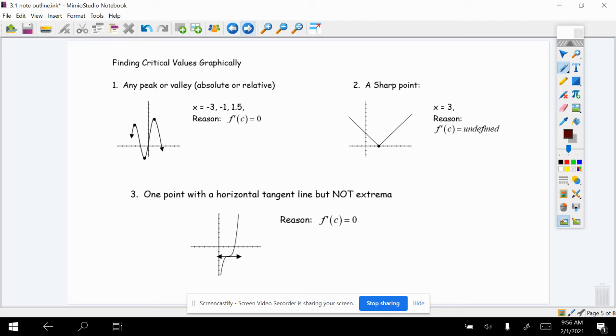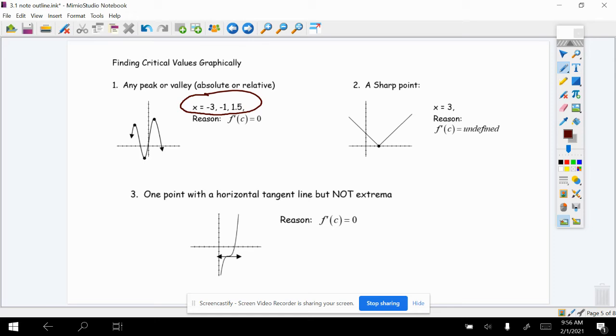So in that first picture, we have three places where it happens, and I'm just approximating. It is nice on Delta Math. You can actually see a scale. And the reason all those places are critical values is they're all places where we can tell that we have a 0 derivative because we have a horizontal tangent line.